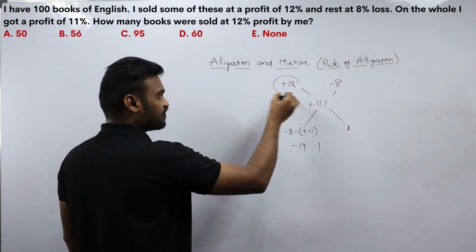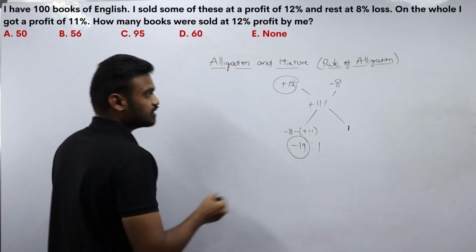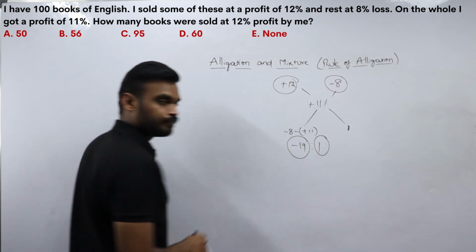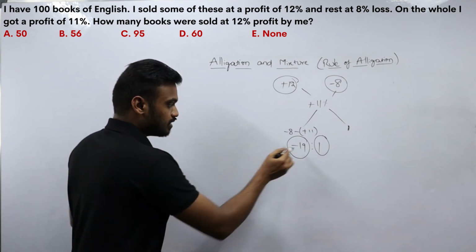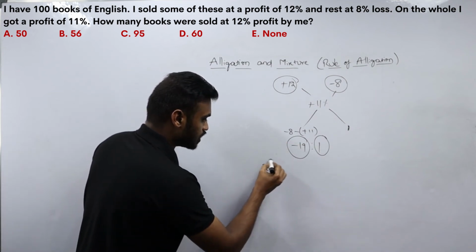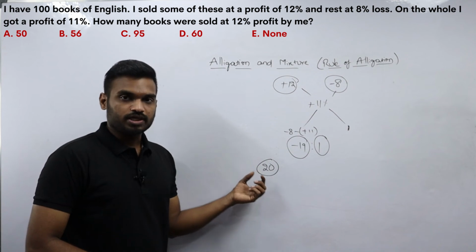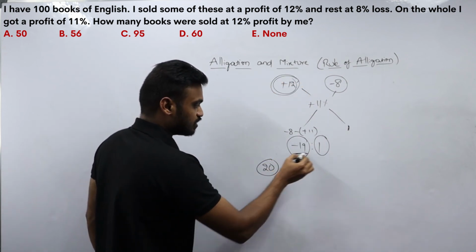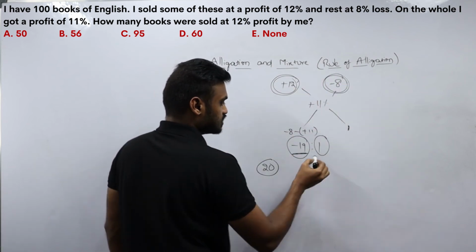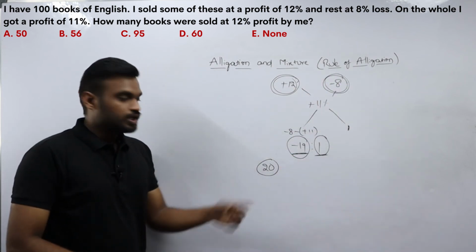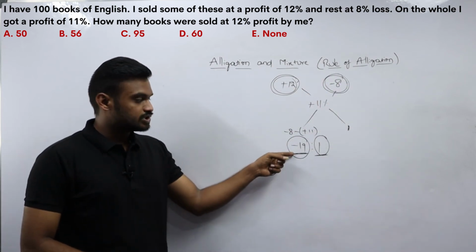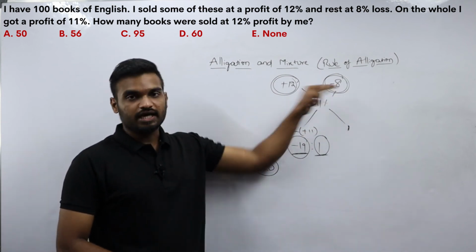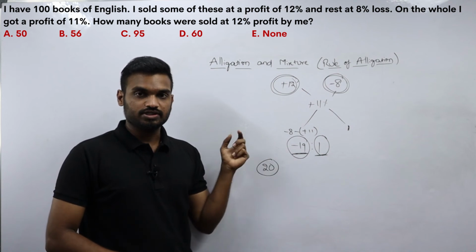So 12% profit books are in the ratio of 19 parts and 8% loss books are in the ratio of 1 part. So there are totally 19 and 1, that is 20 parts. Out of 20 parts, the 12% books are 19 parts and 8% loss is 1 part. Ignore this negative sign, because the negative sign is due to the fact that we have included loss here. So that's the reason we are getting a negative sign on this 19.